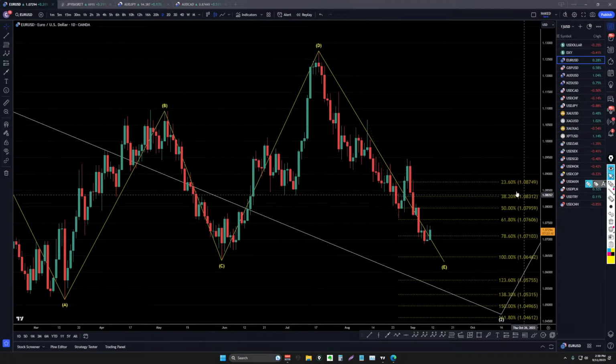So to me, I still don't really see any reason to think that this whole trend is over. I actually still think that this is going to probably go down one more time, maybe even to the 100, or possibly retest the 78%.